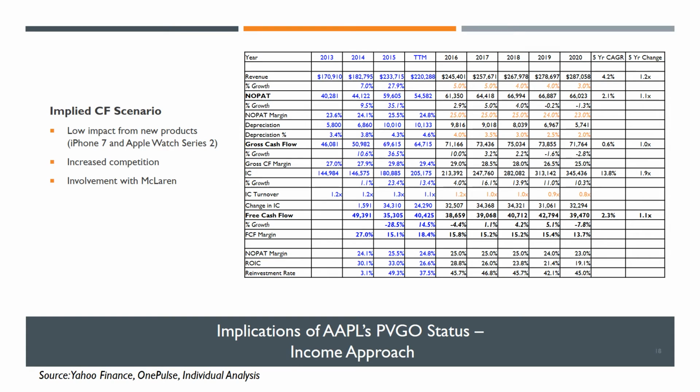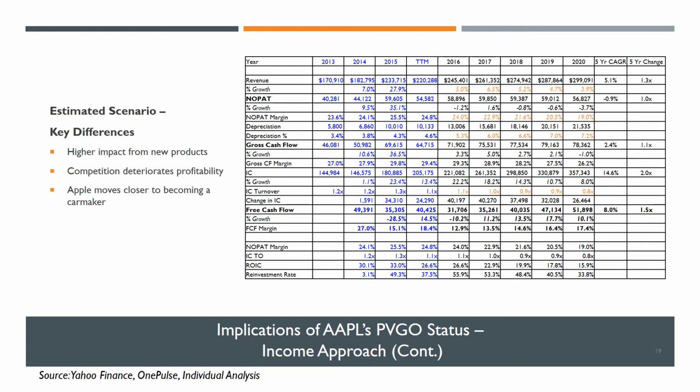And maybe they're trying to find out, should they become a car maker? Should they just try to use the technology, so on and so forth. So that's reflected in the changes in invested capital. But overall, this is how I matched the free cash flow growth of 2.3% over the next 5 years. And this is the scenario I've chosen to project that out. Now let's look at the estimated scenario.